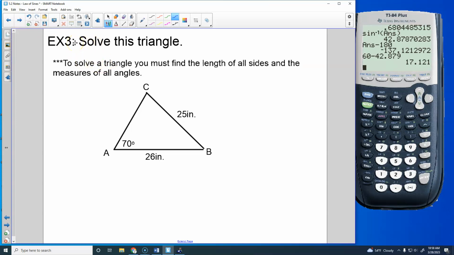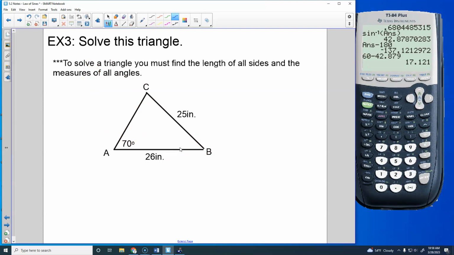So first, I also don't love these questions that ask you to solve the triangle. If you're asked to solve the triangle, that means you must find the lengths of the sides and measures of the angles for all of them. So we need to find everything that's missing to solve that triangle.